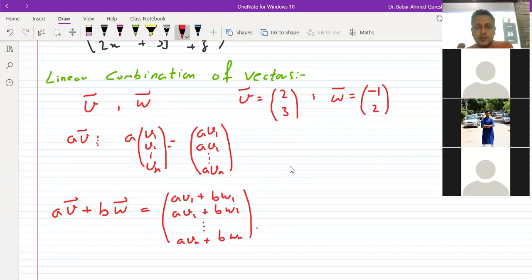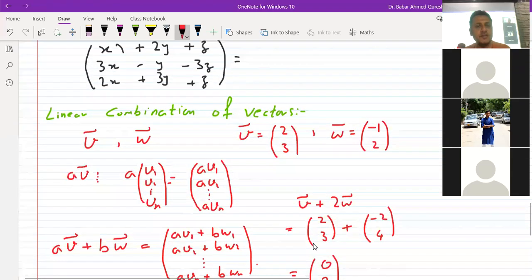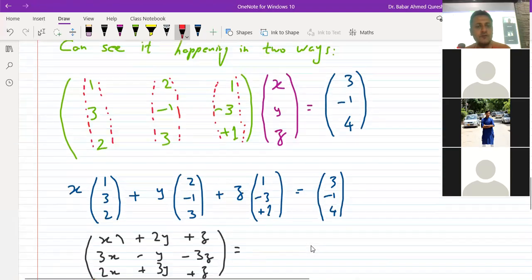So for example, if I take these two vectors and make V plus 2W, it would be 2, 3 plus -2, 4. So I'll get the vector 0, 7. So this is the definition of linear combinations I have used over here.